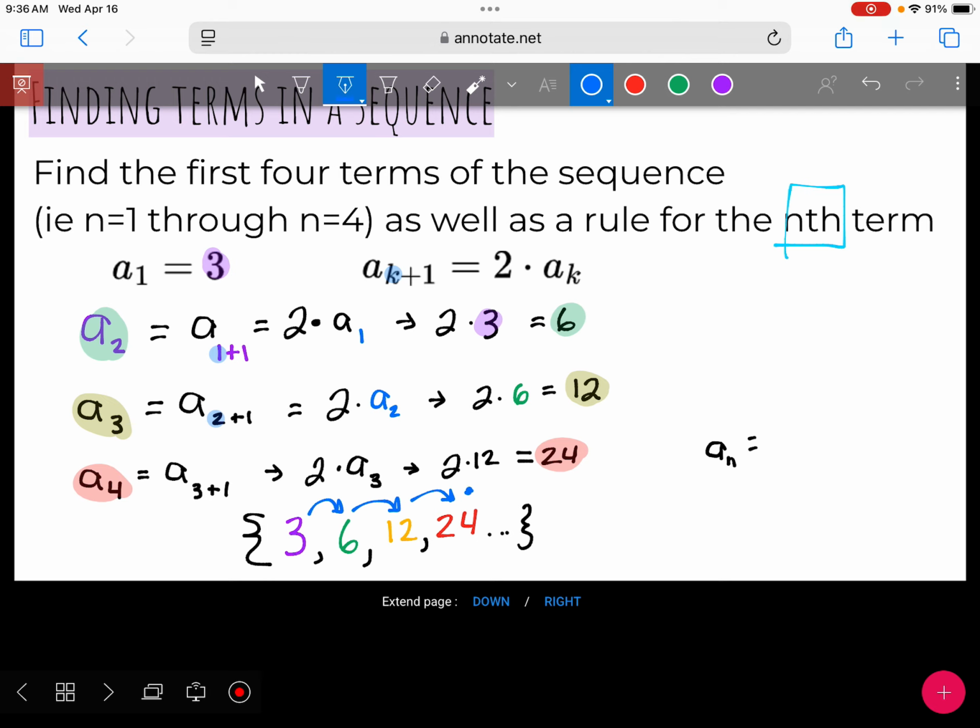So if we multiply by 2 every time, that's going to be an exponential function. 2 to the n, right?